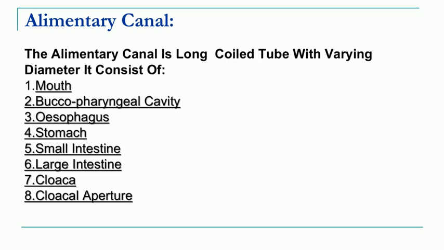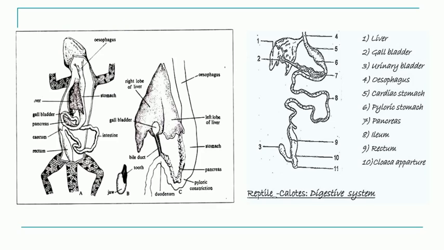So in Calotes it consists of the mouth, buccopharyngeal cavity, esophagus, stomach, small intestine followed by large intestine, finally terminating into the cloaca with a cloacal aperture. So let's study each part of this alimentary canal one by one. We'll begin by seeing the position of different parts in the body of this animal.